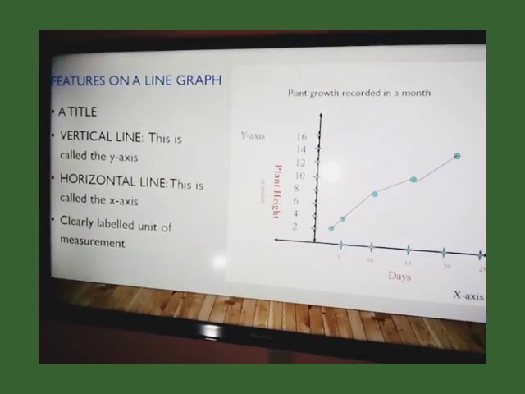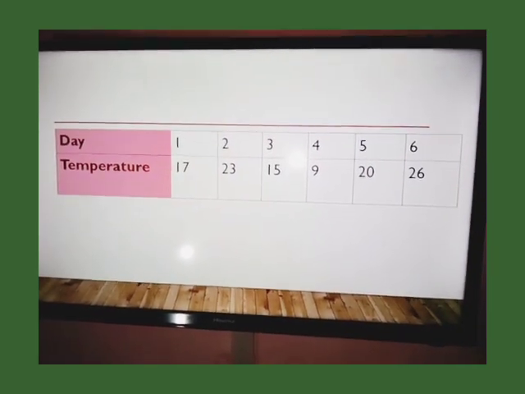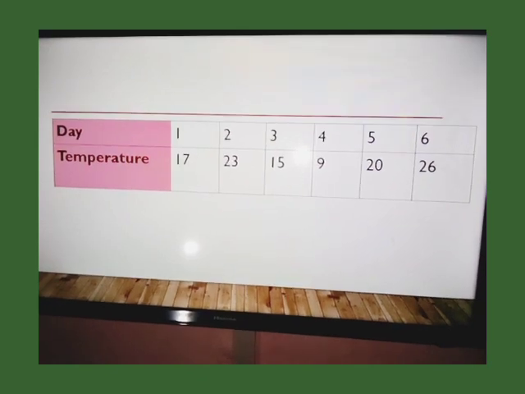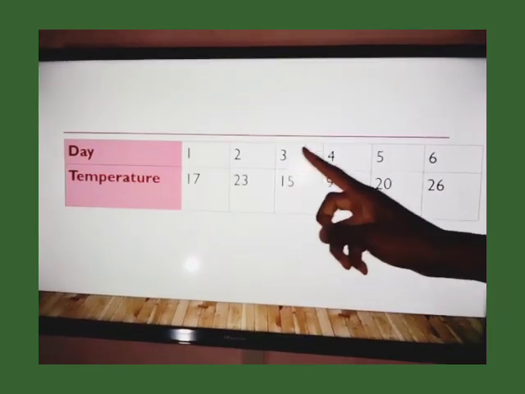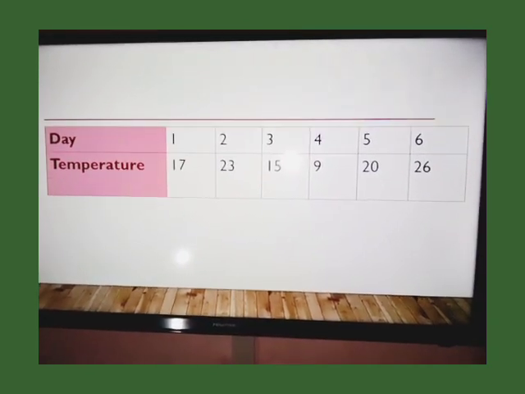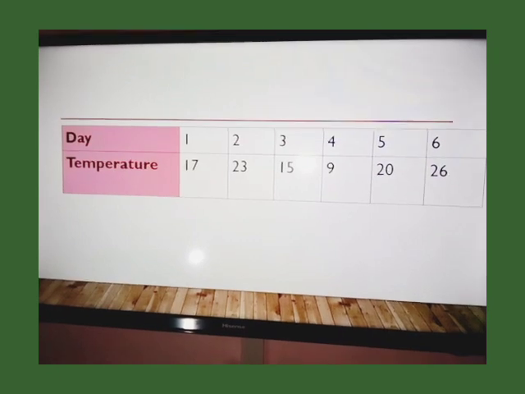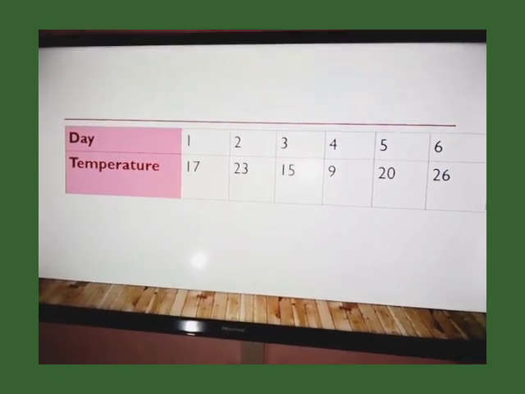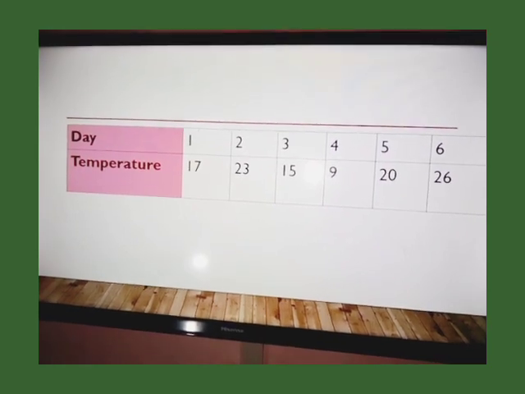And look at this table. You are having two variables. You are having day, you are having temperature. Day 1, day 2, day 3. So you are having this information. From this information, you can come up with your own line graph.